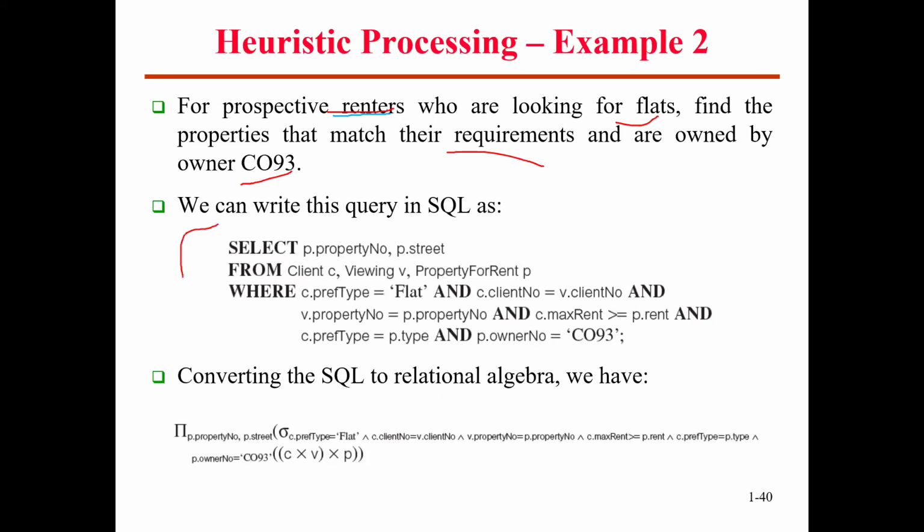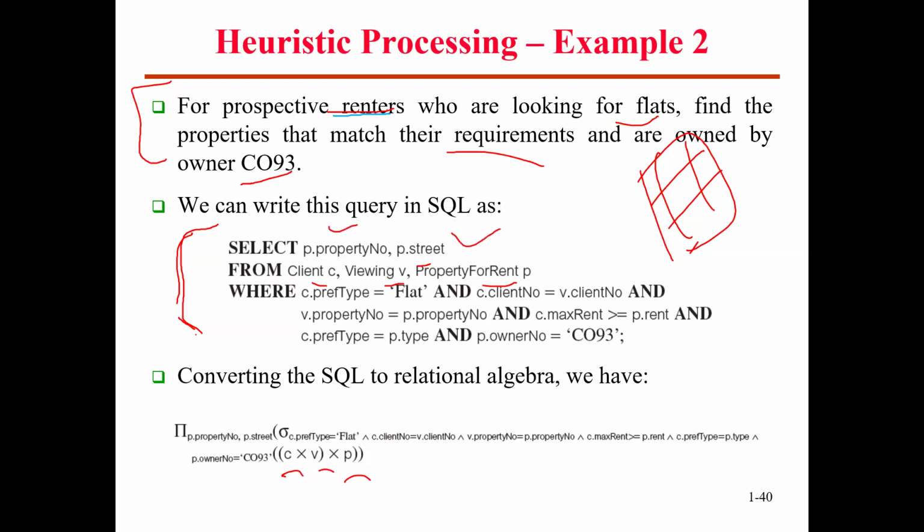So we can write the SQL query like this: select p dot property number. Girls, you will be given the table structure when you are being asked a query like this, so that you can make the SQL by yourself. So select p dot property number and p dot street. From how many tables we need this information? From client table, from viewing table, and property table. So we have these 3 tables connected with each other by using the cross product. How many columns do we want to select? We want to select the property column and the street column.